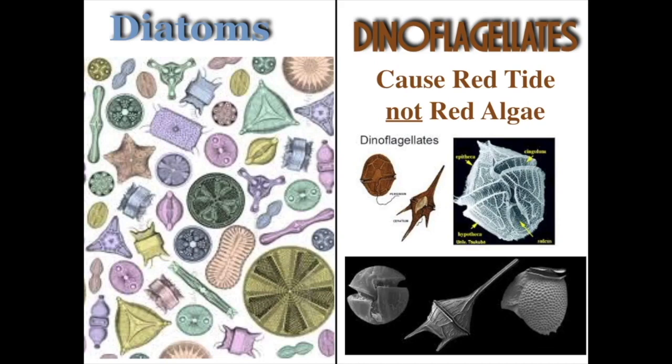Then on the right side, we have the dinoflagellates, and they will have a flagellum coming off of them. They have different shapes as well, but these actually cause the red tide, not red algae. Okay, the red tide is something different. Basically, it's a large mass production of the algae, of the dinoflagellates, and they start killing fish and other sea life in the water. And because there are so many of them, the water starts turning this brown reddish color.